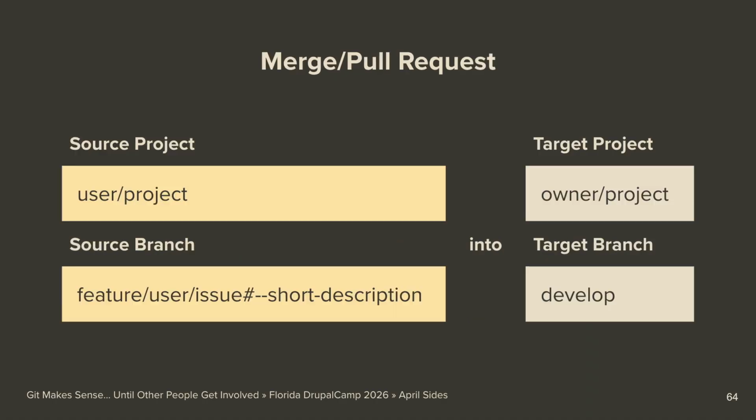So when you do your merge request, it'll be your project. Let's see, source project, yeah. Your project, the target project is the one you forked from, so it's the owner's project. And then you can still have your feature branching, just like before, and your target branch, depending on the workflow of that project.